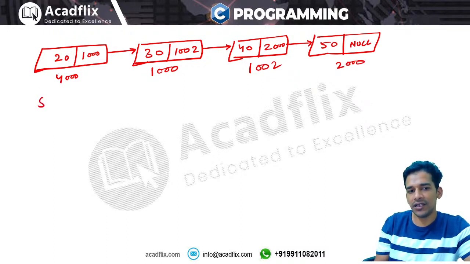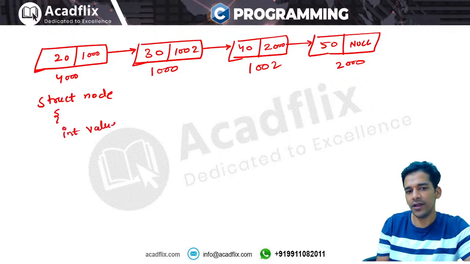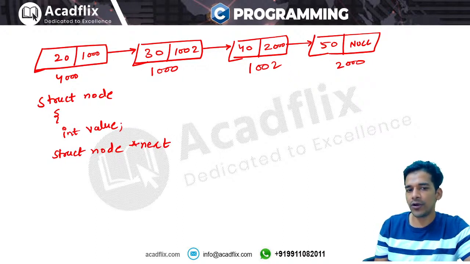So a linked list is nothing but, we can say like this, struct node, and node is having two members. One is an integer type value, and the second is a structure type pointer, that is a node type pointer. struct node star next. So next is a pointer. Next is a pointer of node type. That means this pointer will be pointing to some node.